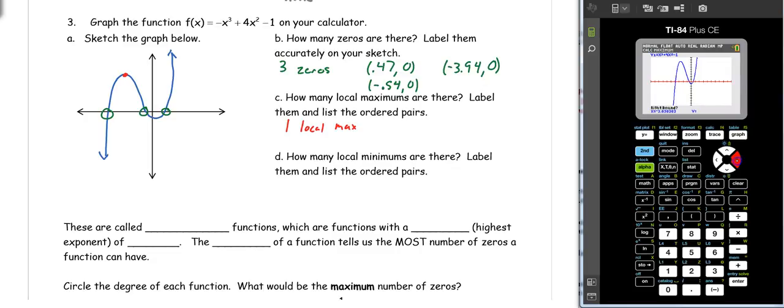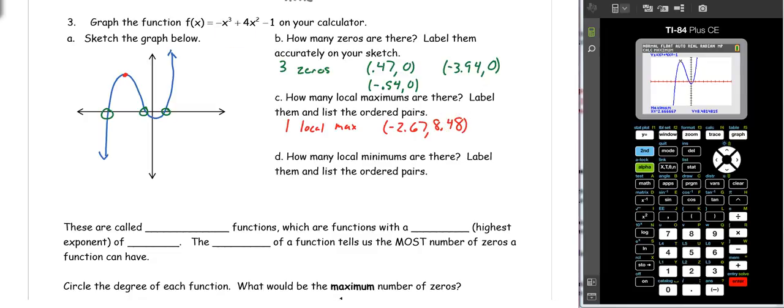Then we move to the right of it. We can hit enter again. Then hit enter a third time, and we get that our maximum with rounding is negative 2.67, comma 8.48.